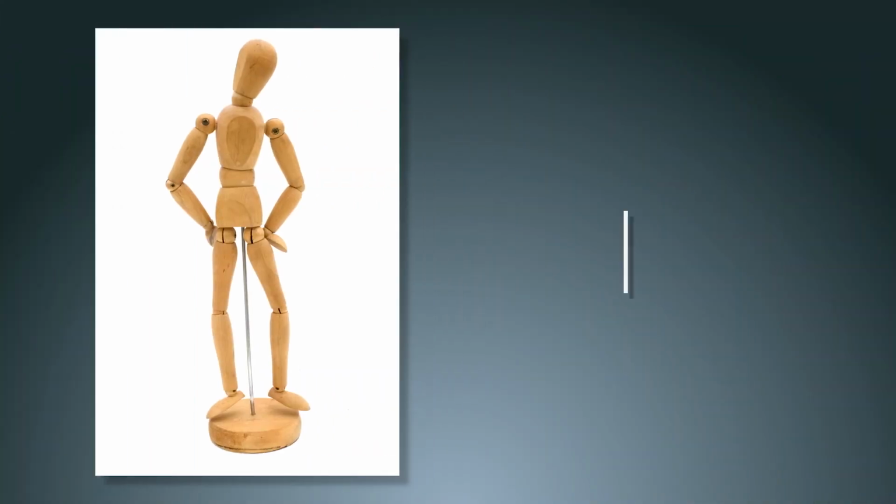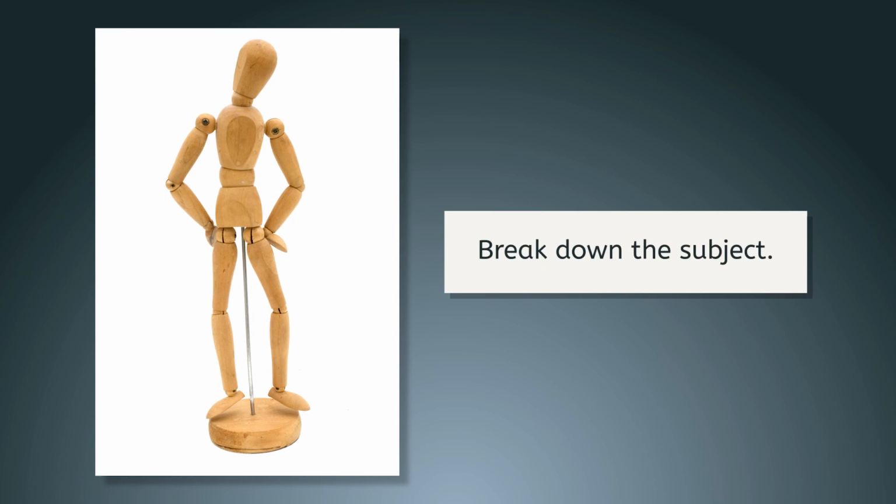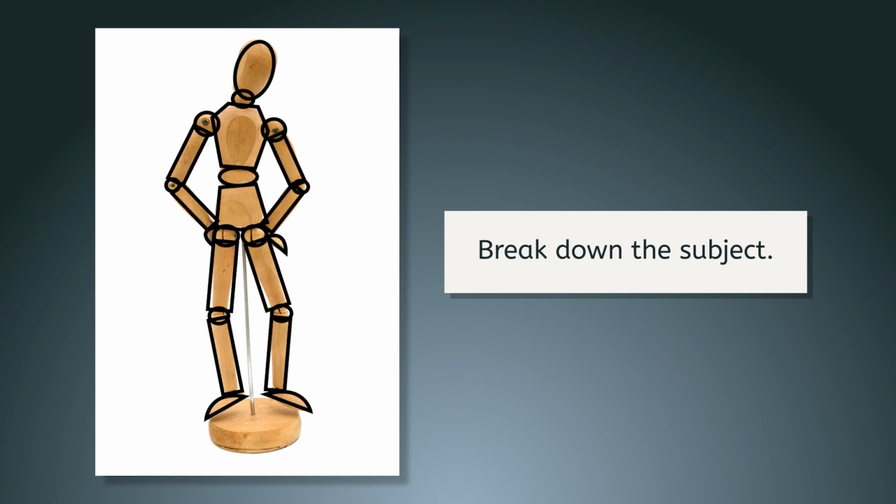Here are some ways to use basic shapes when learning how to draw. Break down the subject. Before you begin to draw, break down the subject into its basic shapes. For example, when drawing a person, you may start with a circle for the head, ovals for the eyes, nose and mouth, and polygons for the chest and pelvis, and rectangles for the limbs.